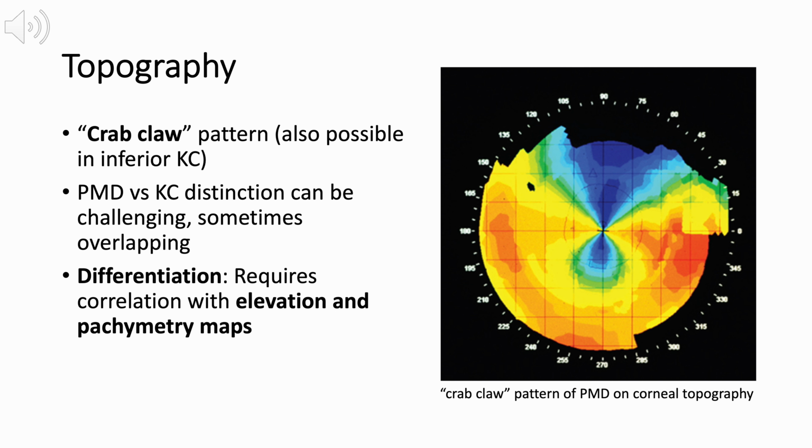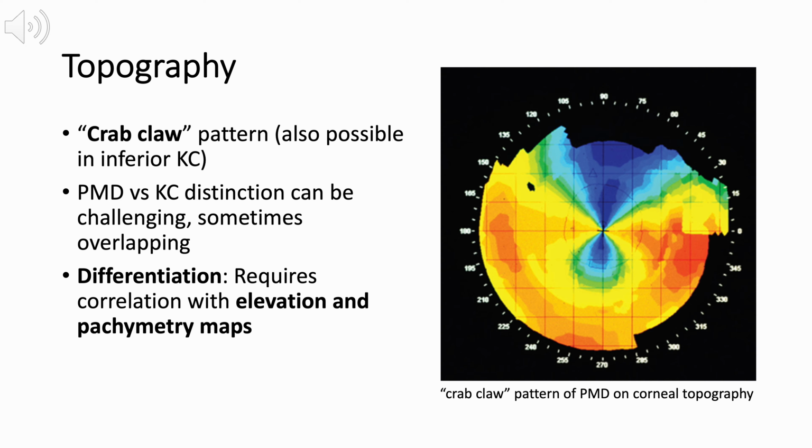This slide demonstrates the topographic features of PMD. One of the hallmark patterns seen on corneal topography is the crab claw configuration, which represents peripheral inferior corneal steepening. However, it is important to note that this pattern is not pathognomonic, as it can also be observed in cases of inferior keratoconus. The distinction between PMD and keratoconus can often be challenging since both disorders fall within the ectasia spectrum and may show overlapping features. For this reason, differentiation requires correlation not only with topography but also with elevation and pachymetry maps.